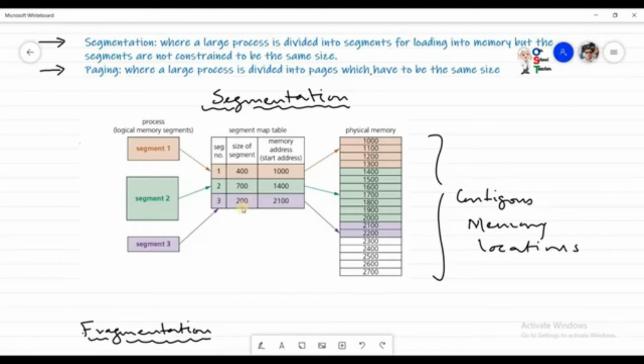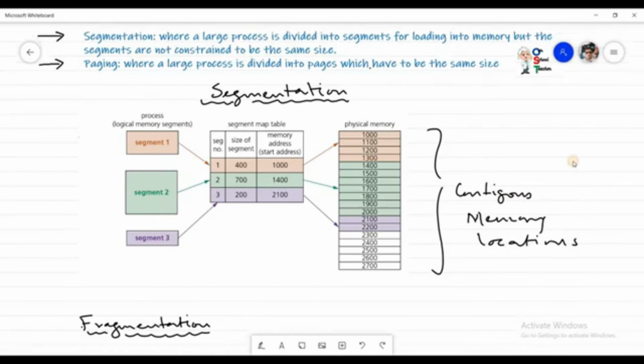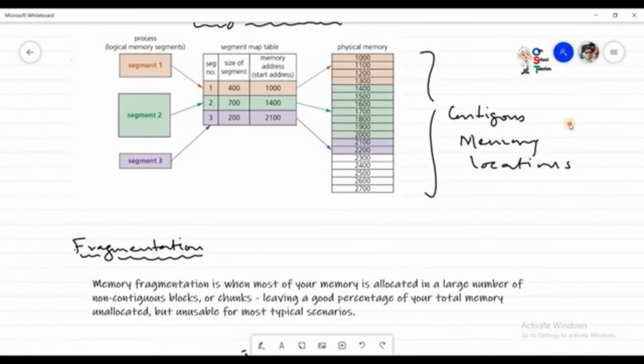Similarly, the last segment is of size 200, and the segment number is 3, and the starting address of this segment is 2100. So it is starting from 2100, and the size of the segment is 200. That's why it has taken 200 addresses of the physical memory. The rest of the addresses are free. So in physical memory, it is in contiguous form, and the size of the segment is variable. So this is the concept of segmentation.